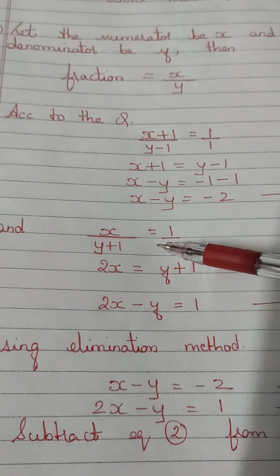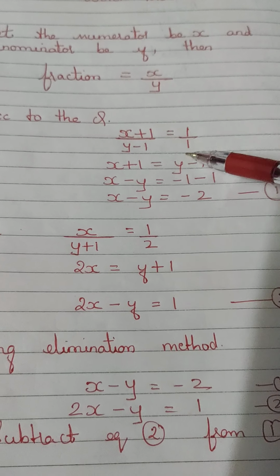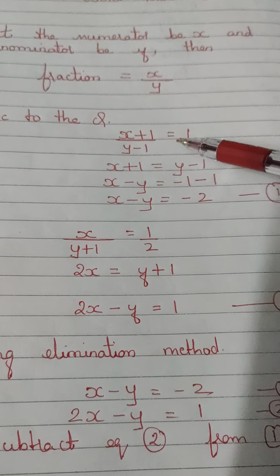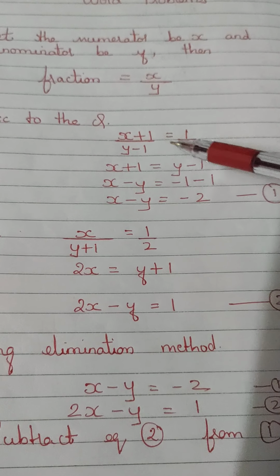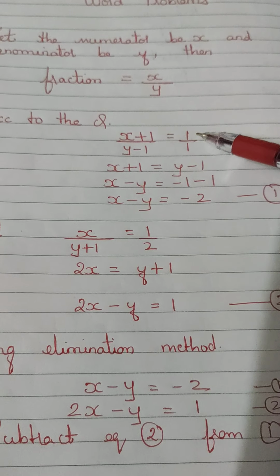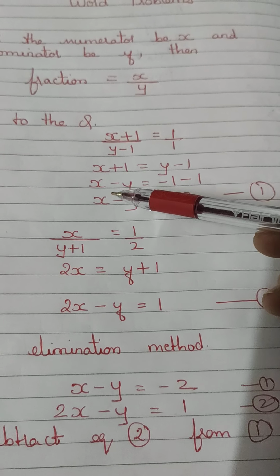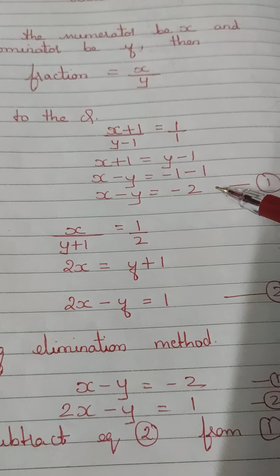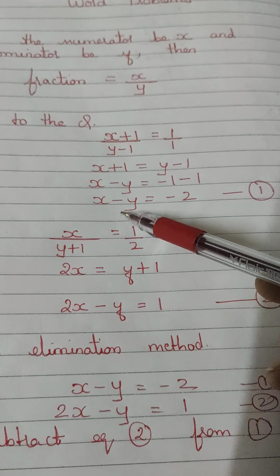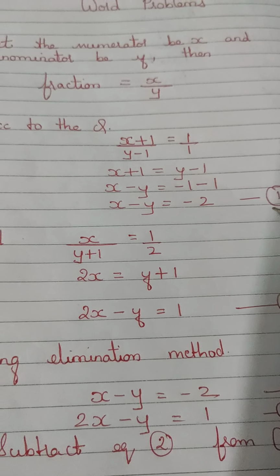Now we will solve these two equations further. We will simplify them. So we will cross multiply over here. When I cross multiply, x plus 1 into 1 is x plus 1 and y minus 1 into 1 is y minus 1. I transpose y to the LHS and plus 1 to the RHS. I get the first equation as x minus y equal to minus 2. I hope it is clear.